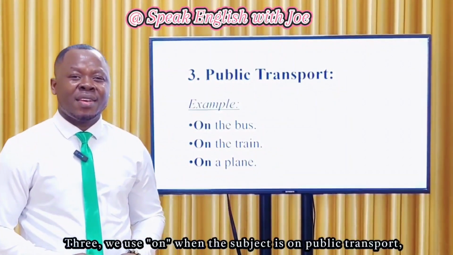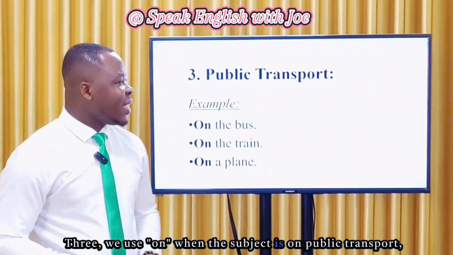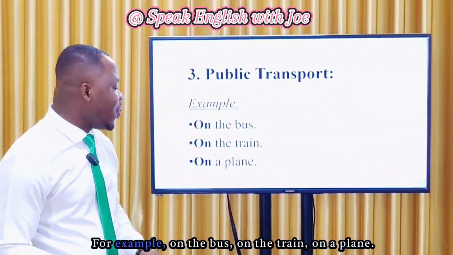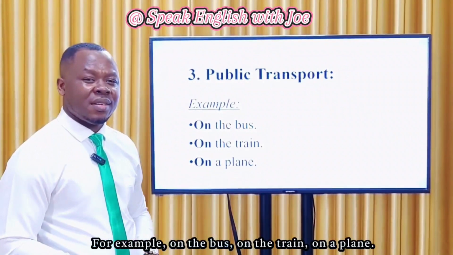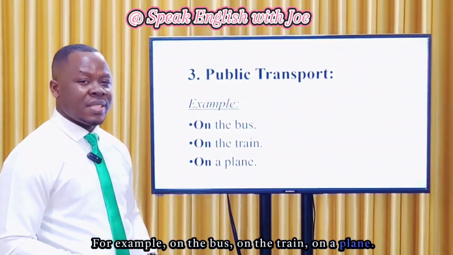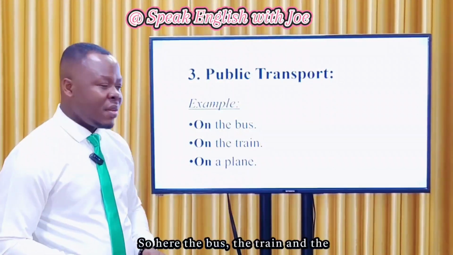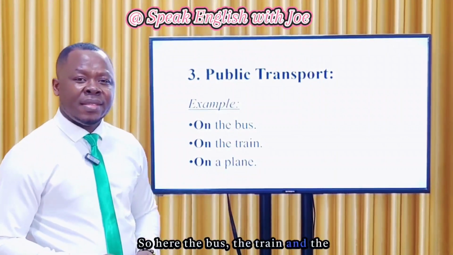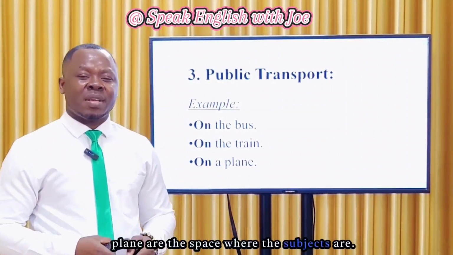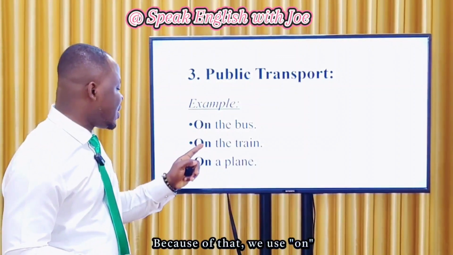3. We use on when the subject is on public transport. For example, on the bus, on the train, on a plane. So here, the bus, the train, and the plane are the space where the subjects are. Because of that, we use on.